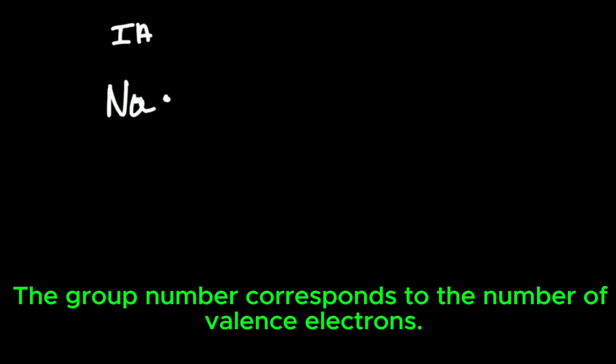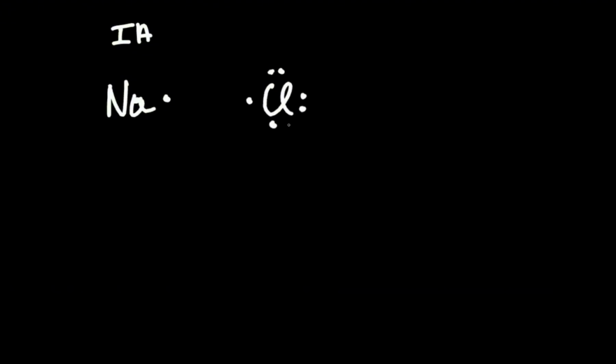Sodium is a metal in the first A group of the periodic table. It has one valence electron in its outer shell, and chlorine is a nonmetal in the 7A group. It has 7 valence electrons, and to achieve a full octet, chlorine must gain 1 electron, and sodium must lose 1. Sodium transfers its electron to chlorine.